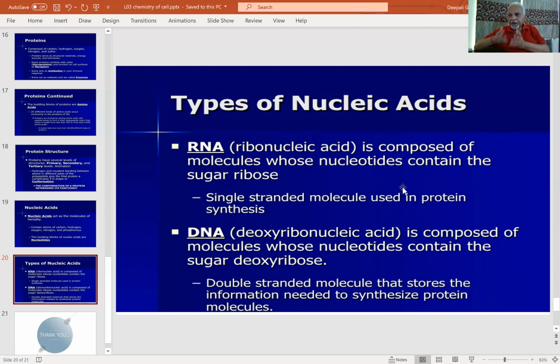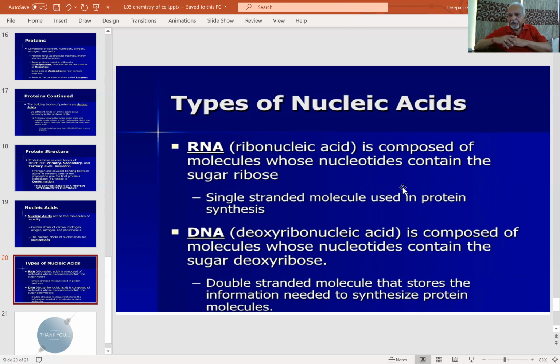RNA is a single-stranded molecule, and there are three kinds of RNA: mRNA, tRNA, and rRNA. As you know, tRNA and rRNA are the molecules which are helpful in protein synthesis, whereas mRNA is the one which has the information about the kind of amino acids that are going to line up together to form a protein.